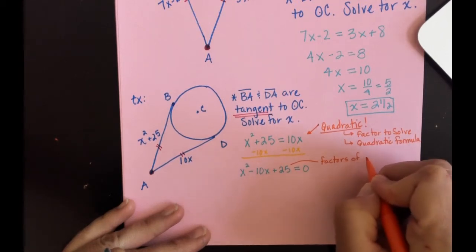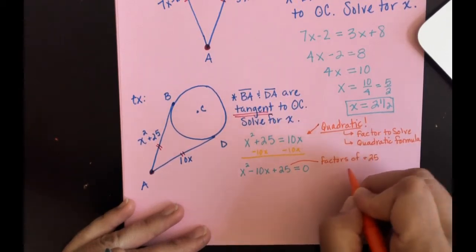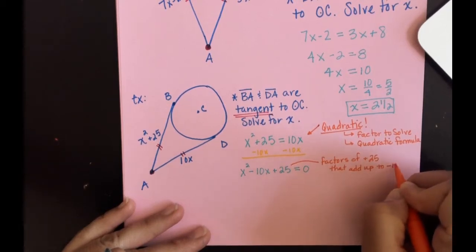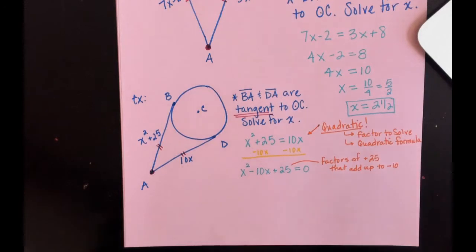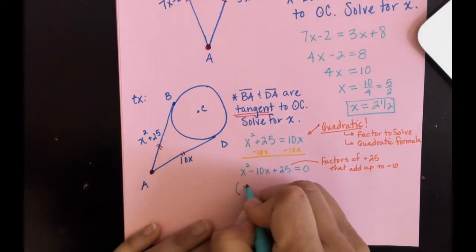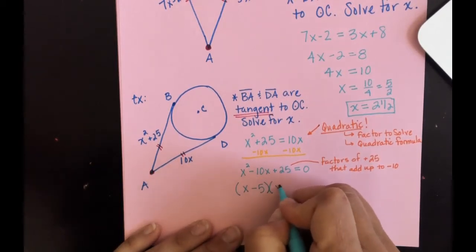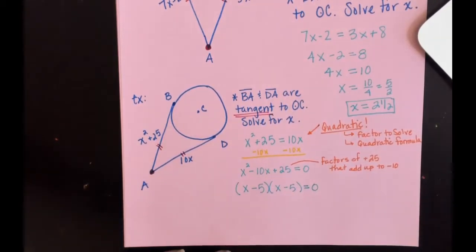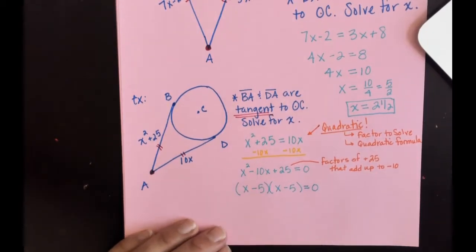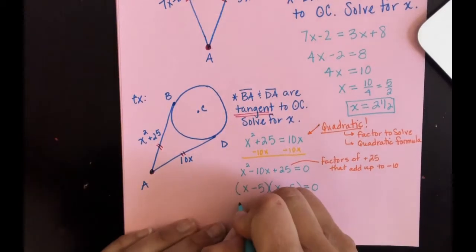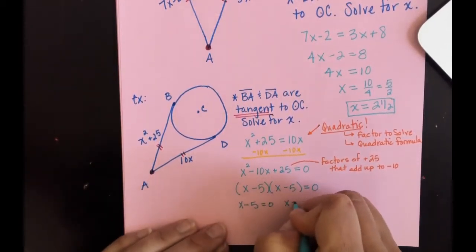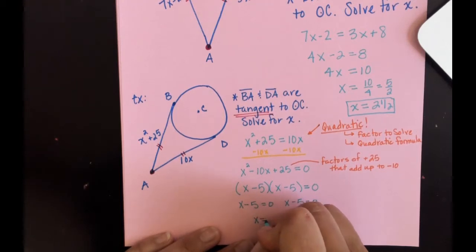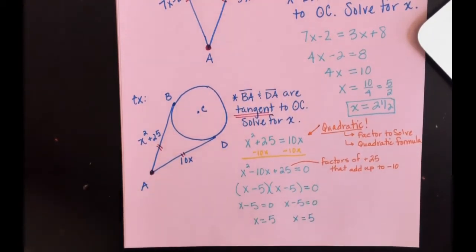factors of positive 25 that add up to negative 10. And hopefully, while you're thinking about all of this, you're saying, well, negative 5 times negative 5 would be a positive 25 because a negative times a negative is a positive. And negative 5 plus negative 5 is negative 10. So notice my parentheses showed up. We now set each of these equal to 0. It's called the zero product property. And we find out that in both cases, it's x equals 5.